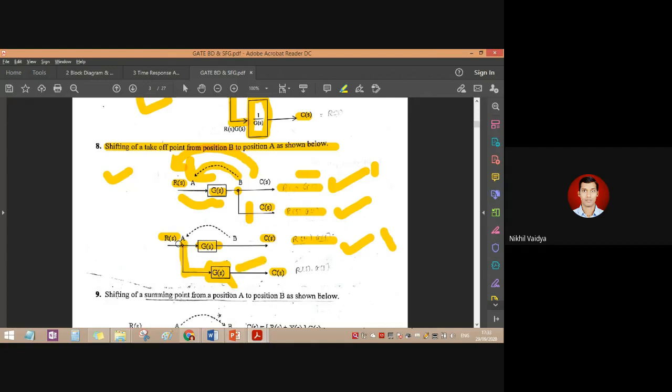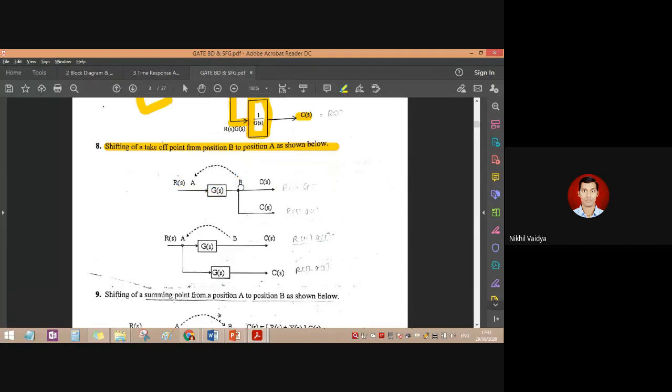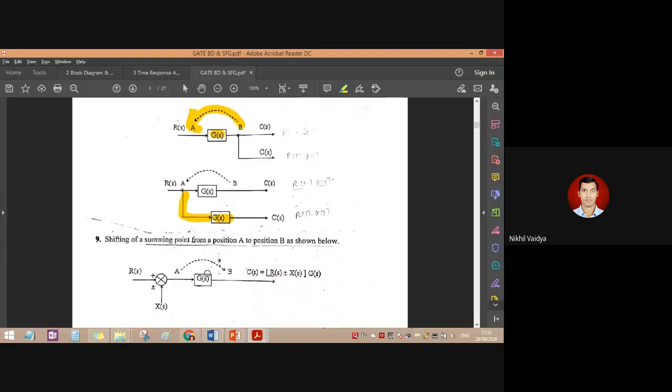So these two blocks will get multiplied to each other. So we will write here G of S into R of S. So these are also same. So how have we understood this rule? This rule indicates that when we are shifting a takeoff point before the block, we have to add the same crossed block into the takeoff point path. So this is the 8th rule.